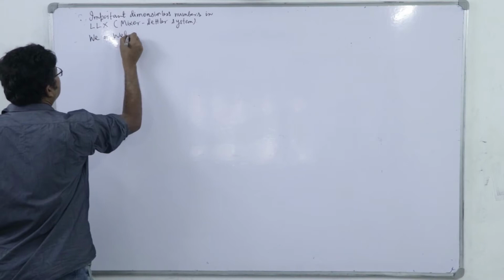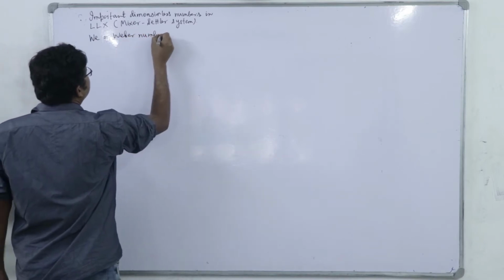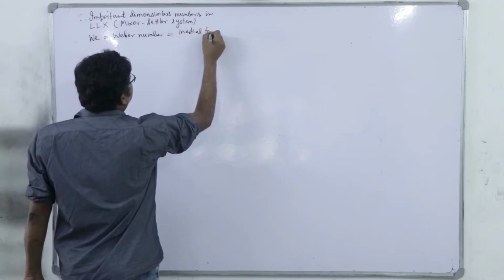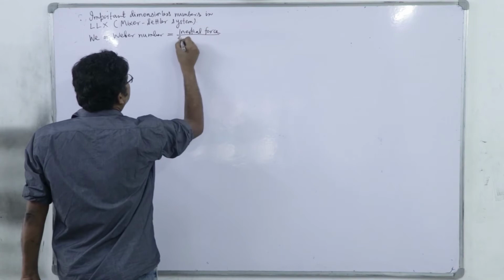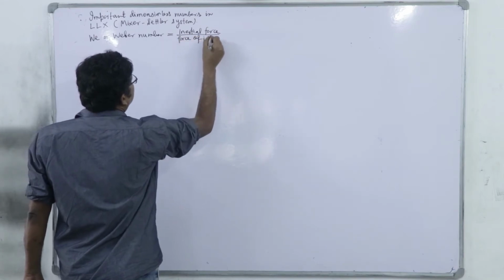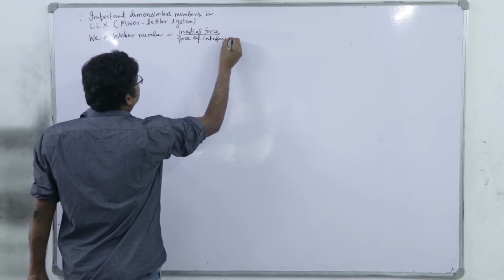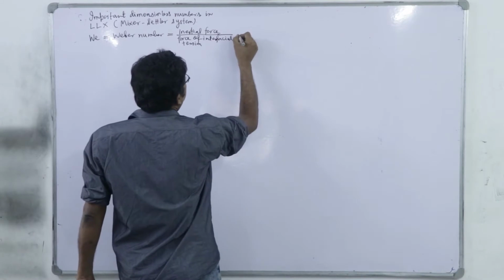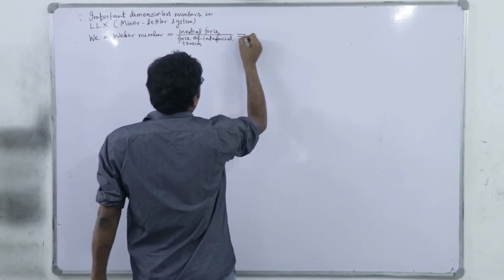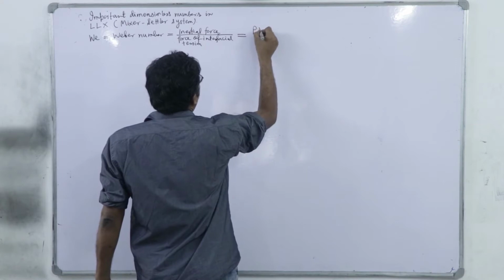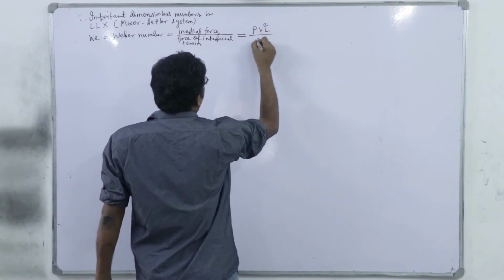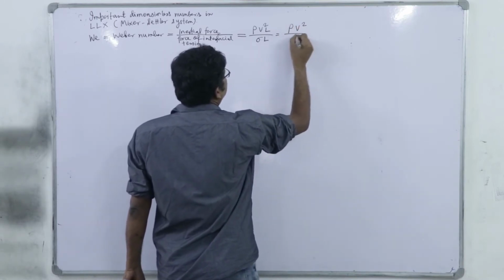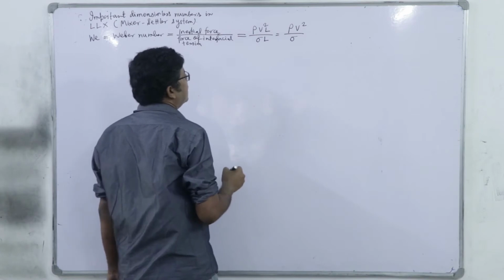WE, that is inertial force by force of interfacial tension, and this will be equal to rho V square L divided by sigma. So, it is rho V square L by sigma.